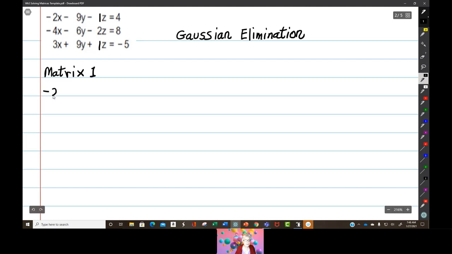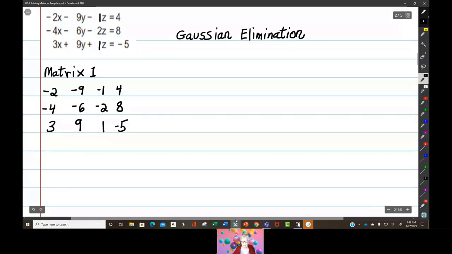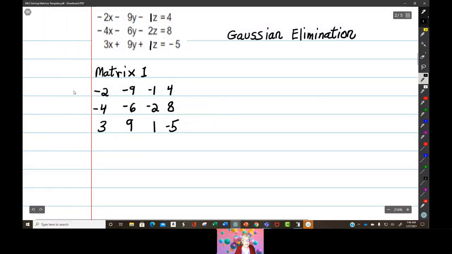I'm going to write down the numbers. Negative 2, negative 9, negative 1, 4. That's the first line. Negative 4, negative 6, negative 2, 8. That's the second line. The third line is 3, 9, 1, negative 5. Okay, now, just because it's part of the method, what I do next will probably make sense. Just to separate these three rows, I call this row 1, and this row 2, and this row 3. And I put these markings around the matrix.